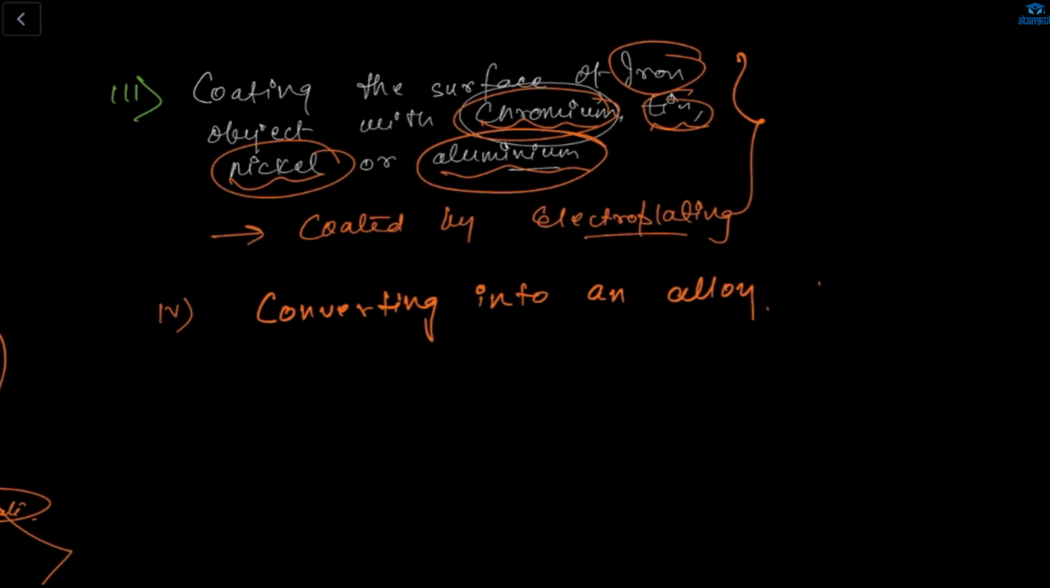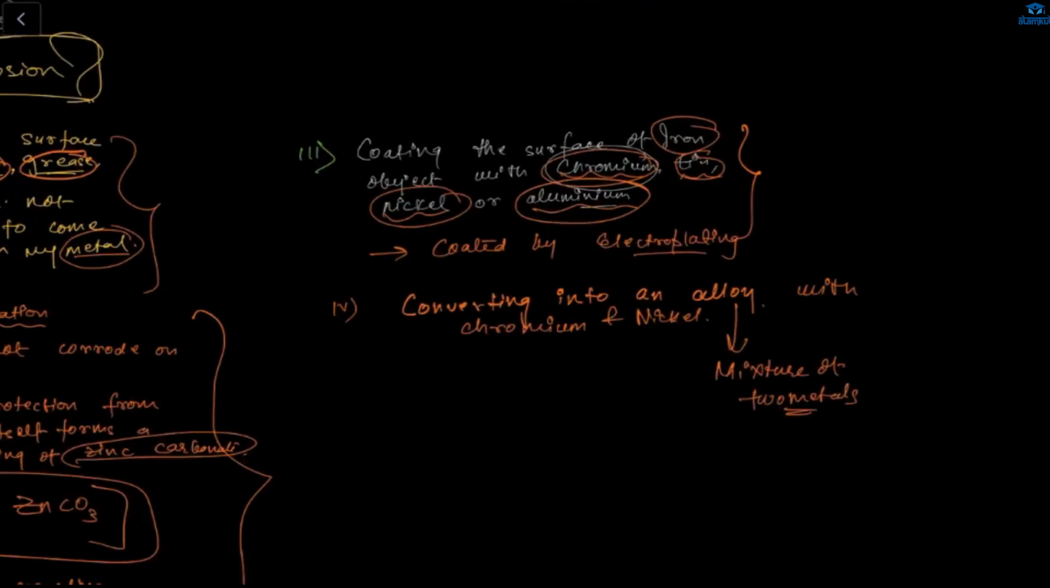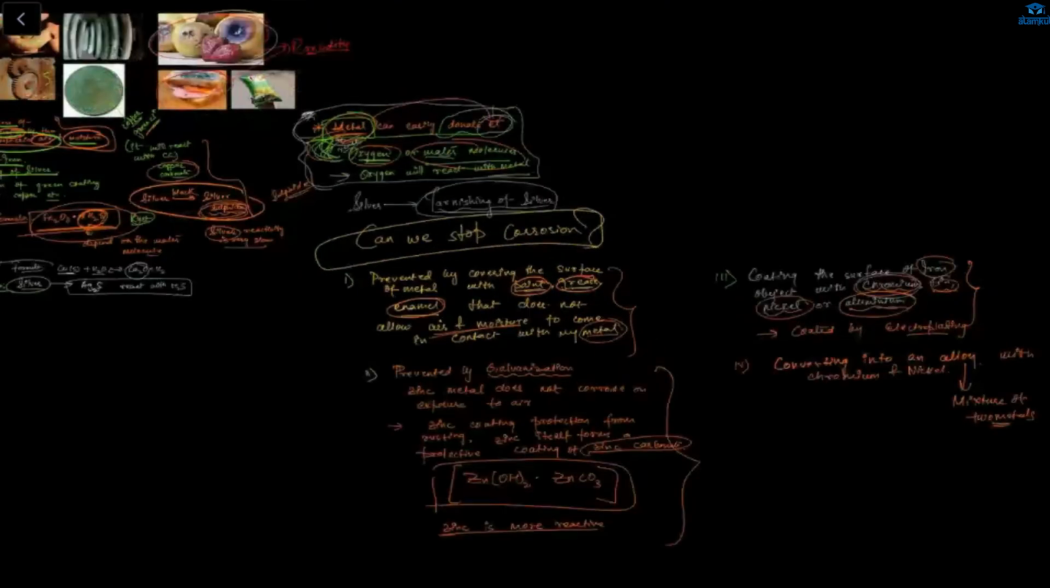Converting into an alloy with chromium and nickel. What is an alloy? An alloy is a mixture of two metals, a mixture of metals with the corroded metal. Alloy is what? A mixture of two metals. Very good. So this is also a way we can prevent rusting. There are four ways to prevent rusting.